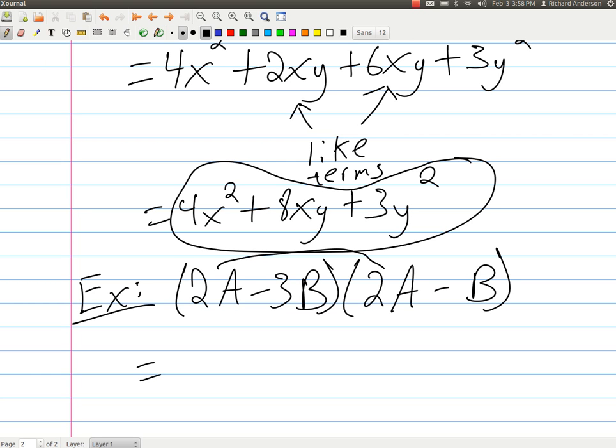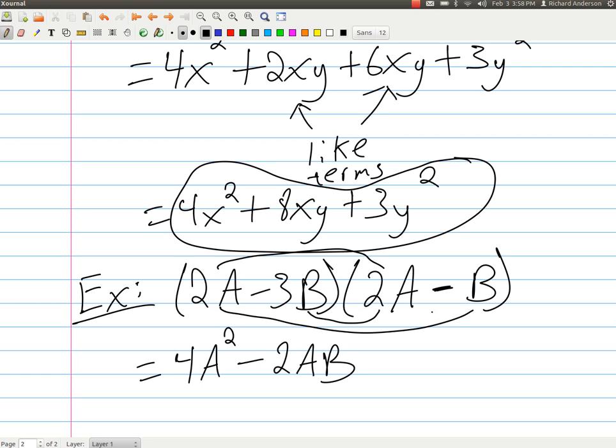Alright, 2a times 2a here is going to be 4a squared. 2 times 2 gave me the 4, a times a gave me the a squared. On my outer, 2a times negative b, a positive times a negative, is going to be a negative, namely minus 2ab. Then on my inner, negative 3b times 2a. A negative times a positive is still going to be a negative. 3 times 2 is 6, ab. And lastly, negative 3b times negative b is going to give me a positive. Negative times a negative is a positive, and in this case it's going to be plus 3b squared. B times b would equal b squared here.